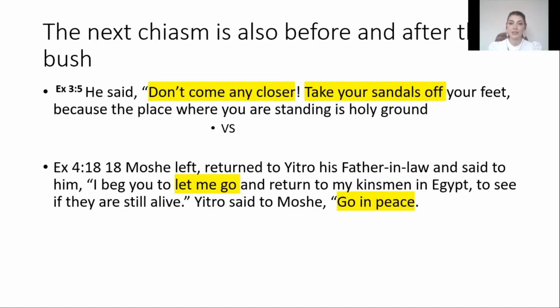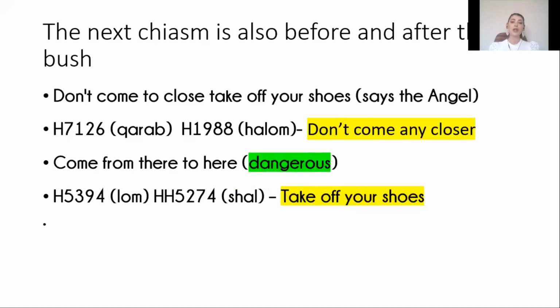The next chiasm we're going to look at is also before and after the bush, and it comes from the same two passages. The second part is the angel says to Moses, don't come any closer and take off your sandals. Moses asks his father-in-law to let him go, and Yethro says, go in peace. So we're going to look at don't come any closer and let me go. And then we're going to look at take off your sandals and go in peace. So don't come any closer and take off your shoes. That's what the angel says to Moses, right?